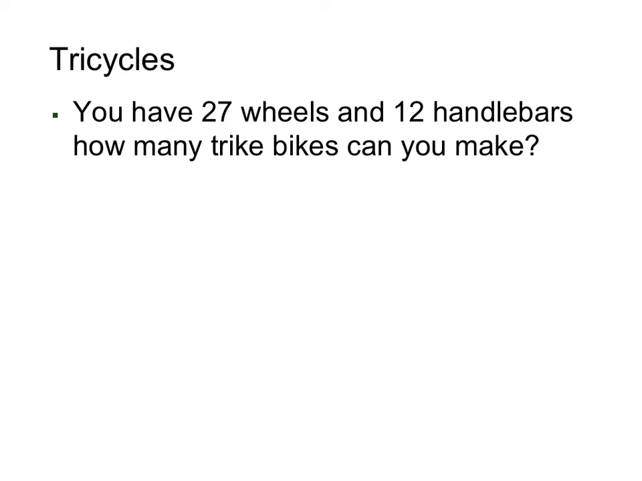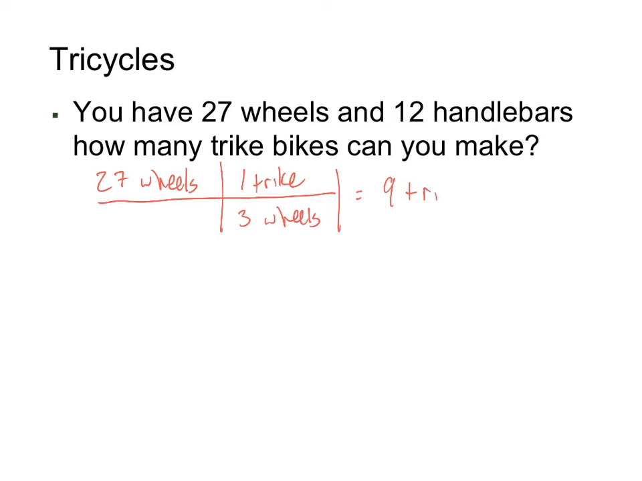In this example, we're going to look at how many tricycles we can make. Let's say, for instance, we have 27 wheels and 12 handlebars, and so we want to know how many trikes we'll be able to make from that. Let's set this up like it's a stoichiometric problem. And so we know that we're starting with 27 wheels, and we want to know how many trikes we're going to be able to make from that. And so our conversion factor would be that we can make 1 trike from 3 wheels, and so we can make a total of 9 trikes.